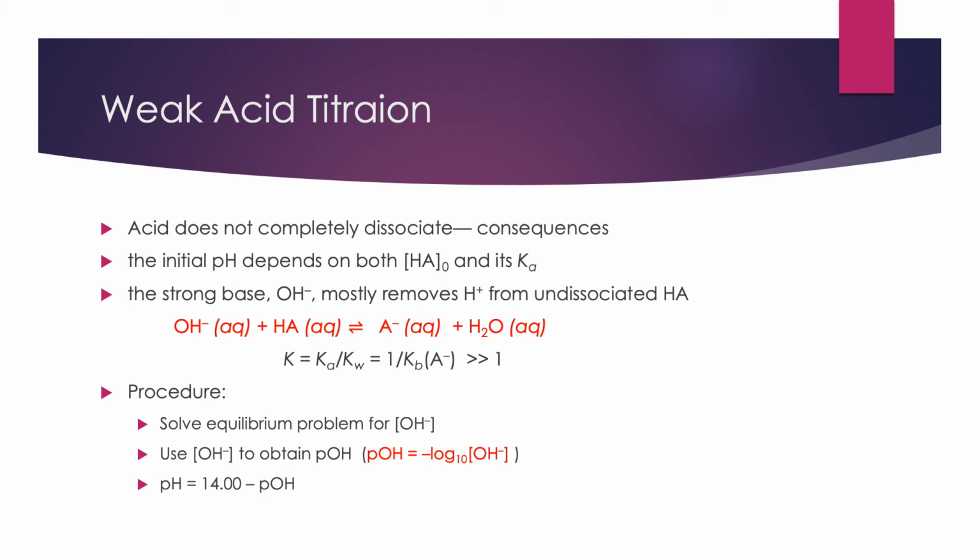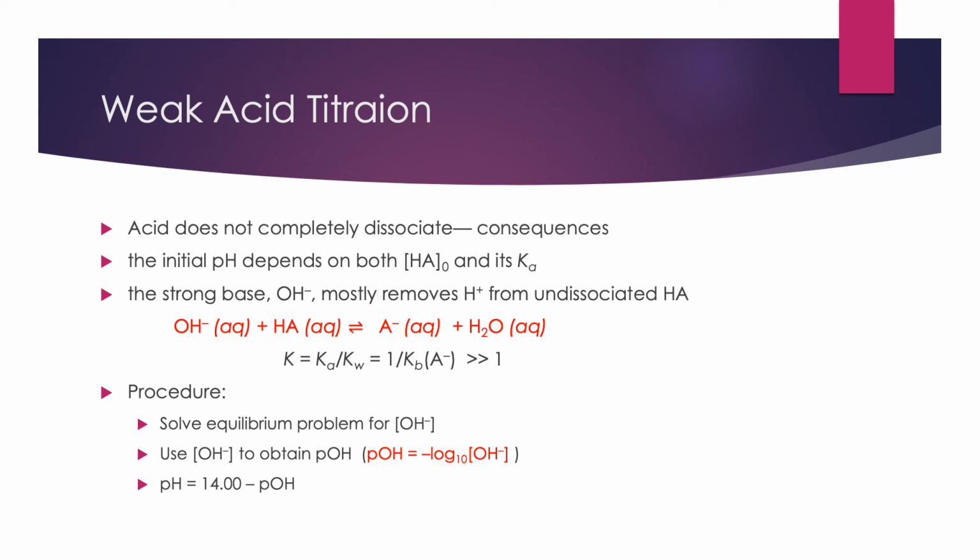So our procedure for finding the pH as we move across the weak acid titration curve is that we're going to actually be solving an equilibrium problem for the hydroxide ion. And we're going to be using that hydroxide ion concentration to obtain pOH. But you may recall from Module 5 that we can relate pOH, which is just minus log of the OH- concentration, to the pH because the two of them added together have to equal 14 in an aqueous solution. So pH is going to be 14 minus the pOH that we calculate from solving this equilibrium problem.